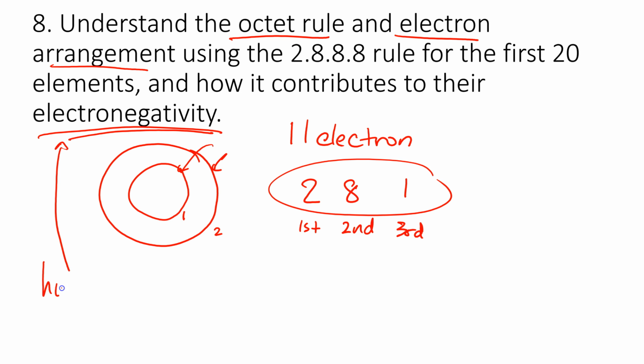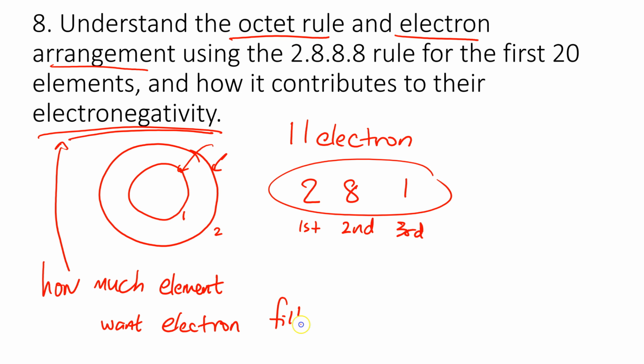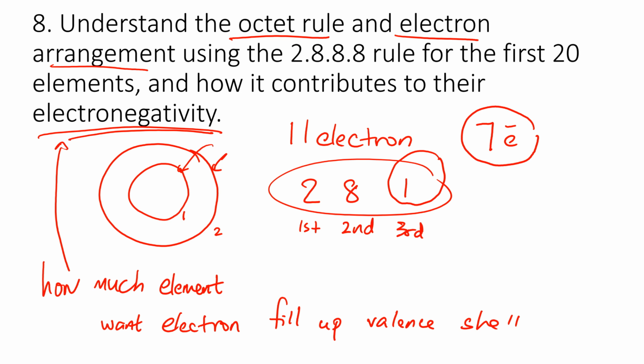Basically, how much does the element or the atom want electrons to fill out its valence shell? Right? So if I only have 1 valence electron in the valence shell, I will need 7 electrons to fill out the shell. This is going to make the atom very reluctant to take in electrons, because it's going to have to take in 7 electrons. It will be much easier for this atom to just take this electron and give it to some other atom.